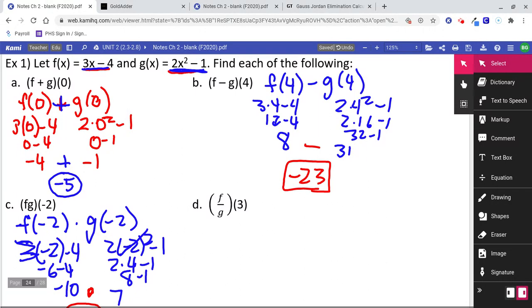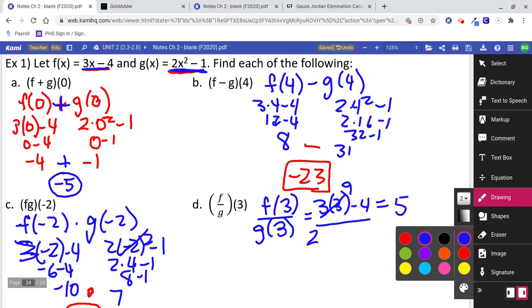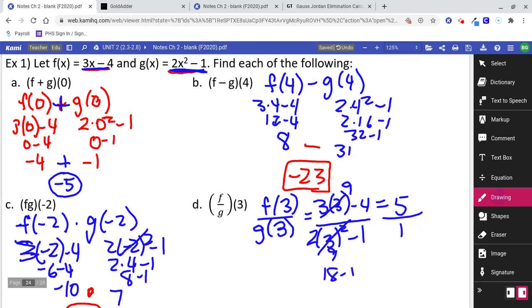Next problem, division. So we want f of 3 over g of 3. F of 3, that's going to be, plug in 3. You can see that's 9 minus 4 is 5. On the bottom, g of 3, 2 times 3 squared minus 1. That's 2 times 9 minus 1, or 18 minus 1 is 17. So we get this fraction 5/17. Okay?